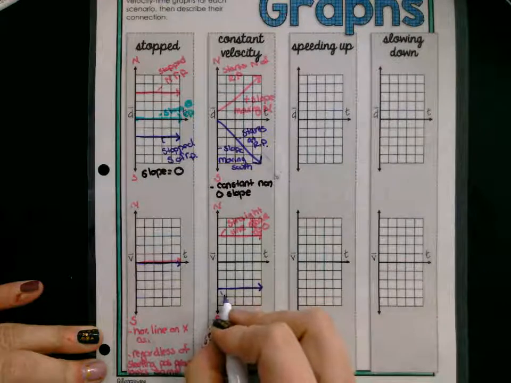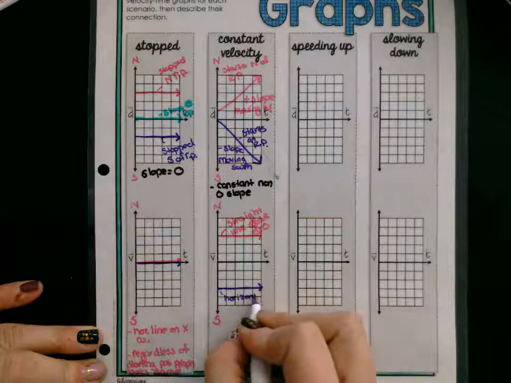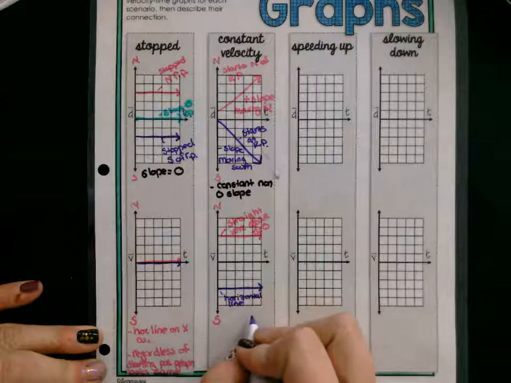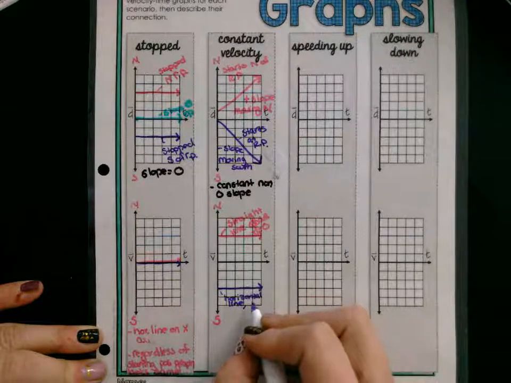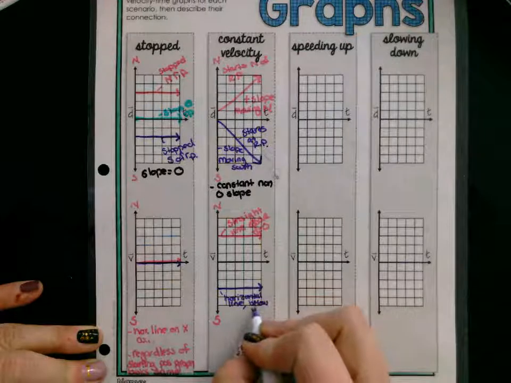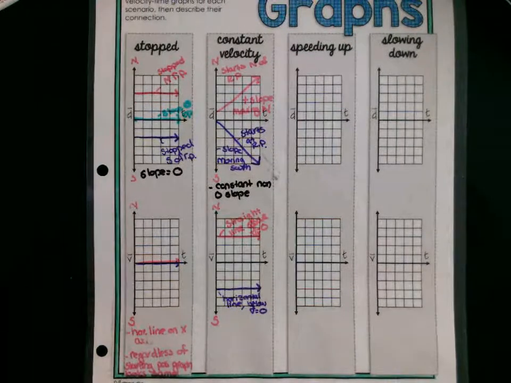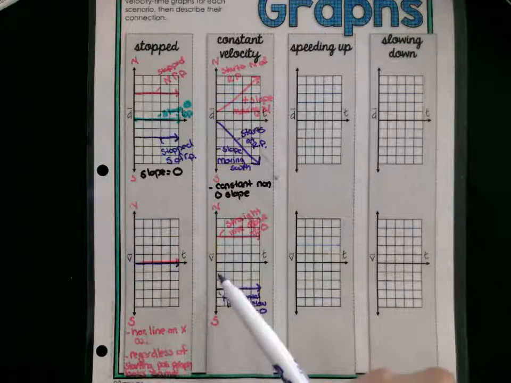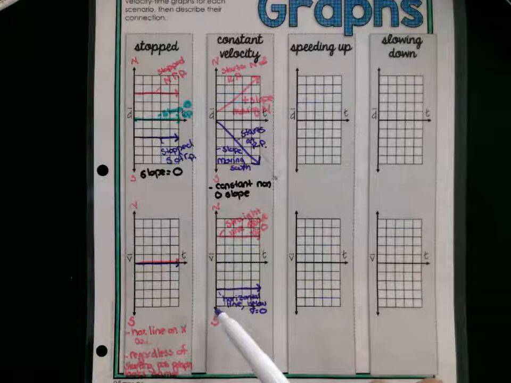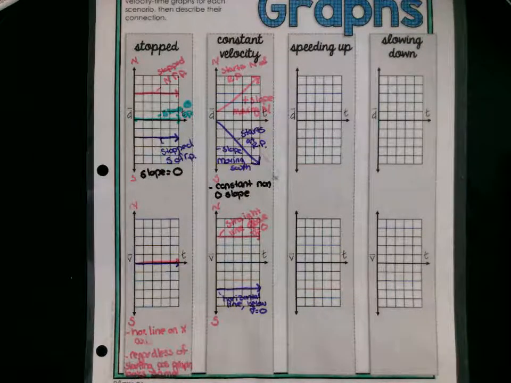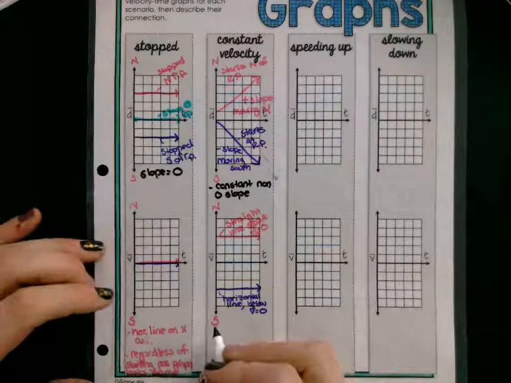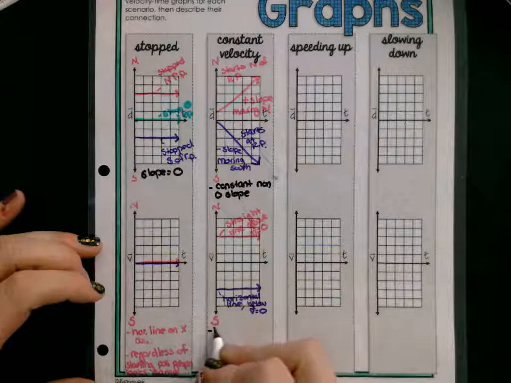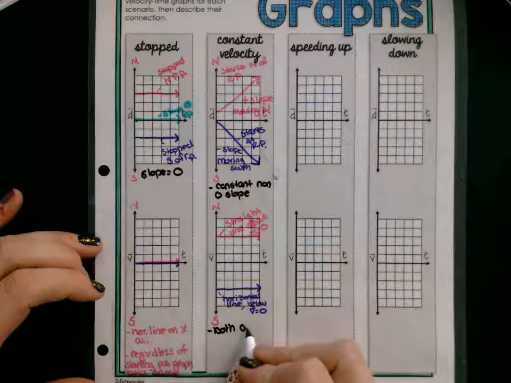So again, I have a horizontal line. It's below velocity equals zero. So that means I'm at a place south, or I'm heading south. And I'm not changing speeds. I'm going a constant speed. So, in regards to this graph, both of my lines have a zero slope.